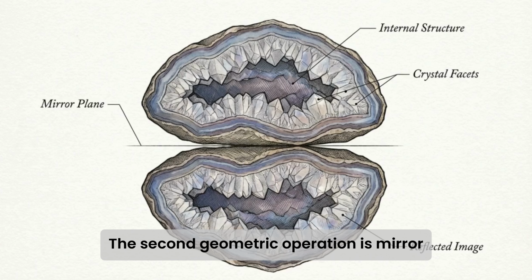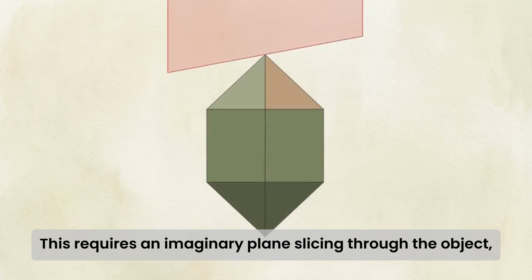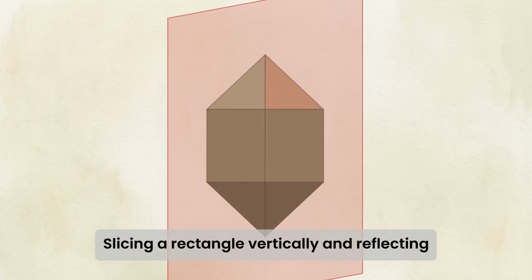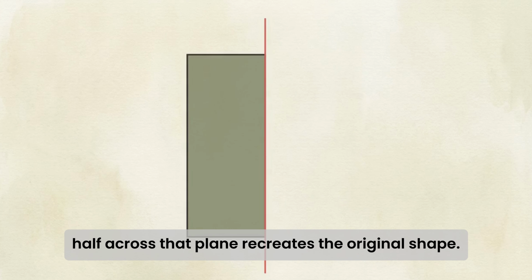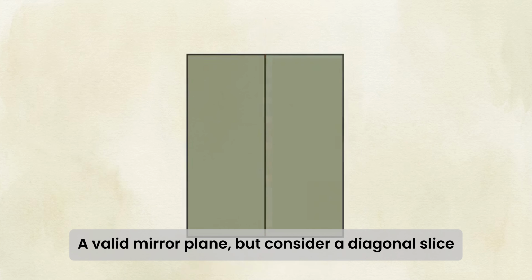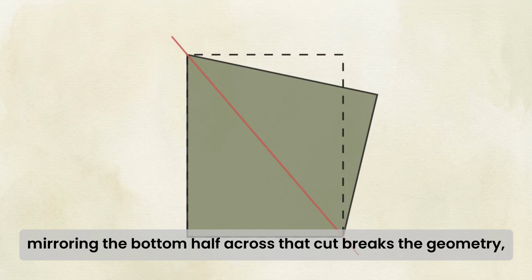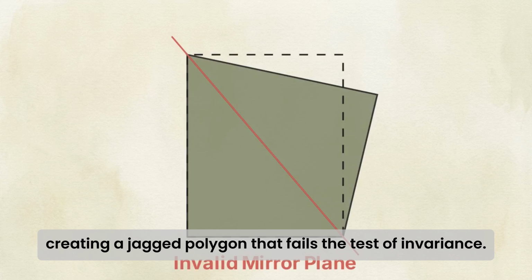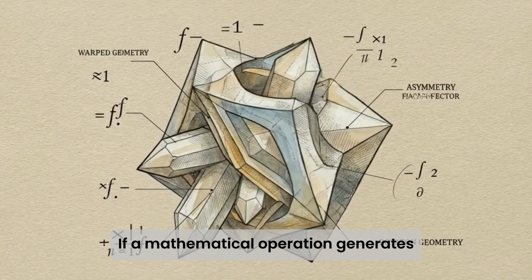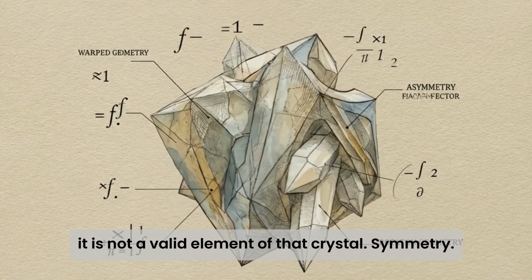The second geometric operation is mirror symmetry, or reflection. This requires an imaginary plane slicing through the object, where one half acts as a perfect reflection of the other. Slicing a rectangle vertically and reflecting half across that plane recreates the original shape, a valid mirror plane. But consider a diagonal slice. Mirroring the bottom half across that cut breaks the geometry, creating a jagged polygon that fails the test of invariance. Therefore, the rule of invariance is absolute. If a mathematical operation generates a new macroscopic shape, it is not a valid element of that crystal symmetry.